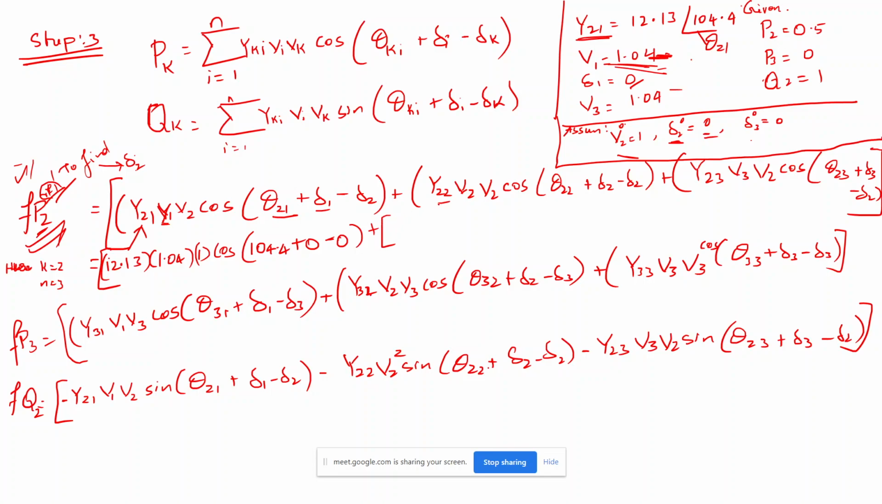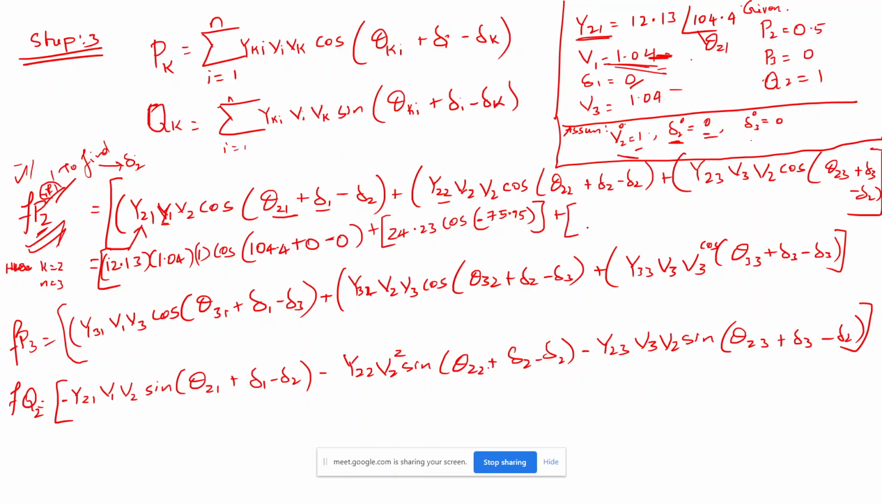Now y22. We know that the y22 value is nothing but 24.23. V2 is 1 and again it is 1, so 1 into 1 is 1. It is not going to change anything. So cos theta 22. Theta 22 is nothing but minus 75.95 plus delta 2, and delta 2 is 0. I will stop up to this and then plus y23.